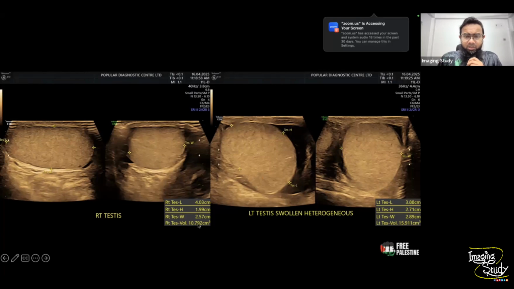The right testis volume is about 10 cc, and the left one is 15 cc. It's quite round in shape. The texture is also heterogeneous. You can see some hypoechoic areas. If you change the preset, you may get a better image, but for primary observation, the left testis doesn't look normal. We want to put Doppler to understand the vascularity. And you can see some collection within the left hemiscrotal sac, which may be associated with torsion or inflammation. So we need to evaluate much more in such cases.